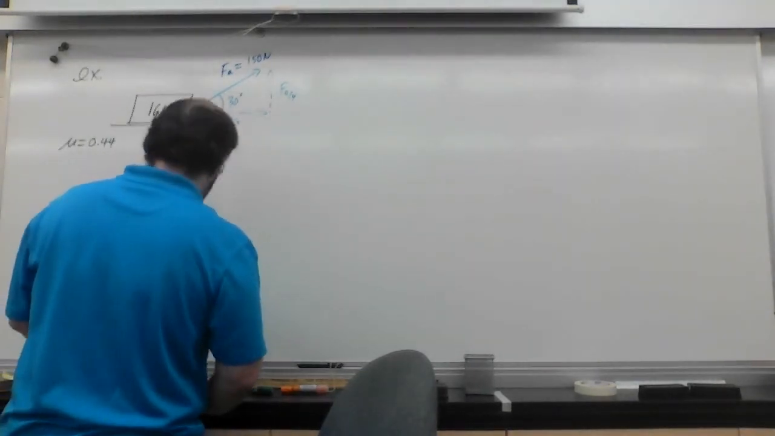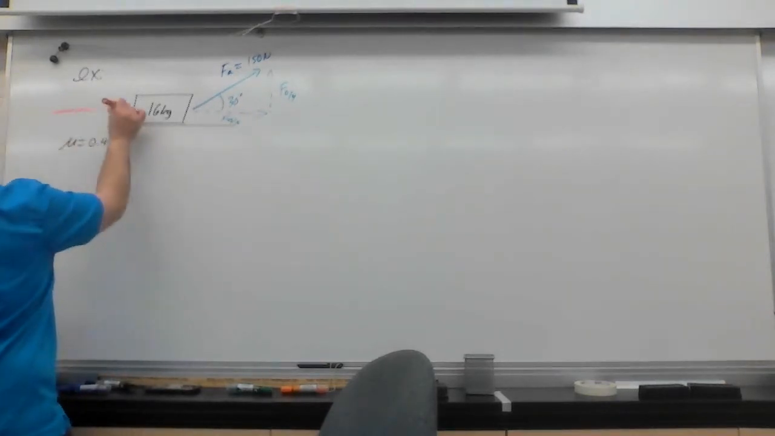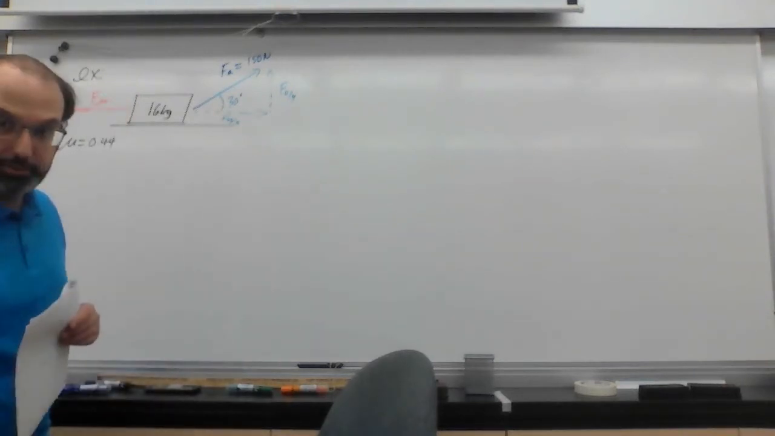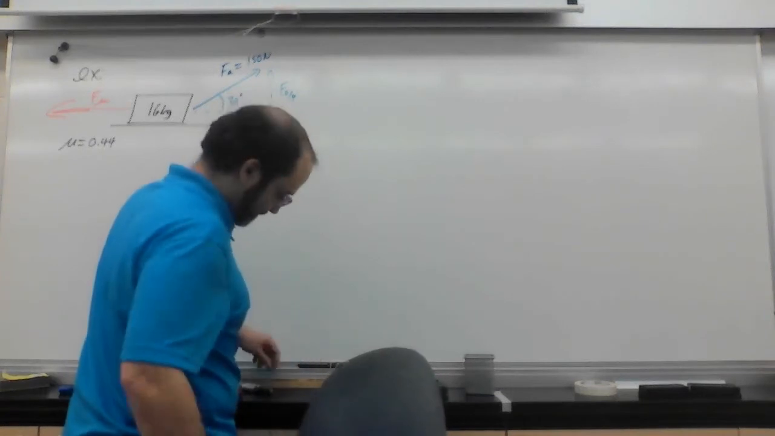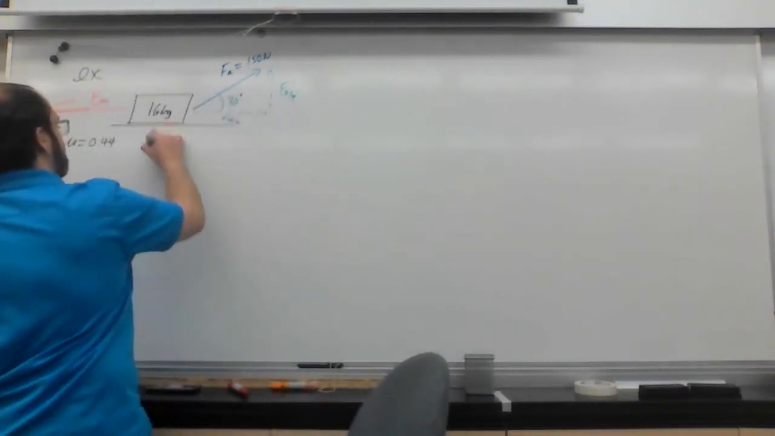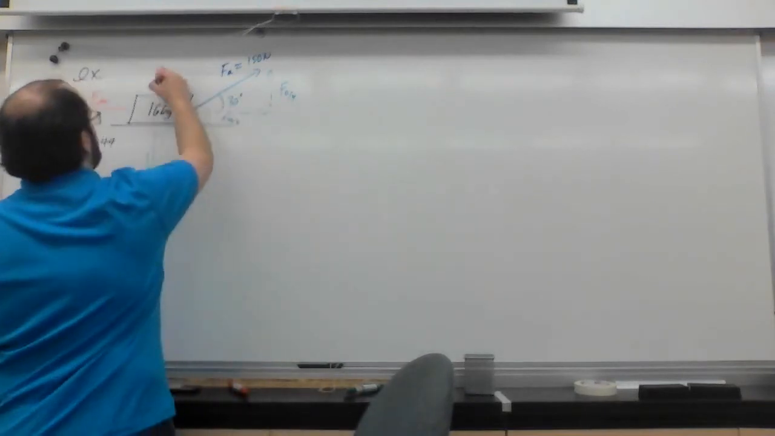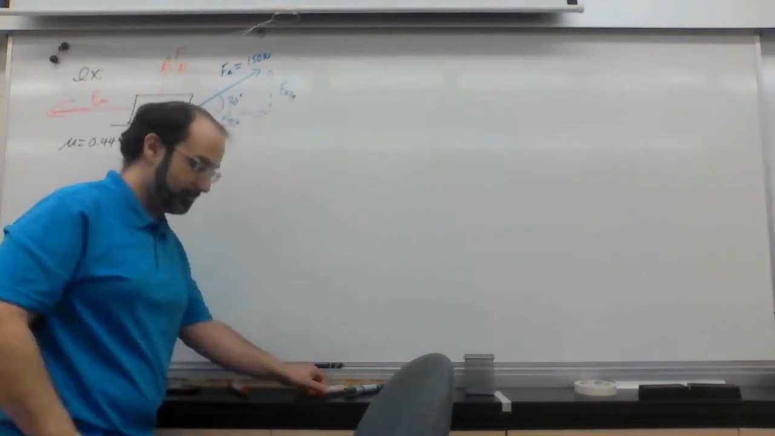We do know there's friction because it tells us there's a coefficient of friction. So that means this exists, but we don't know what the number is. What else does it tell us? Well, I'm on top of a table, which means that I'm going to have a force of gravity pointing down, and I'm going to have a force of normal pointing up.